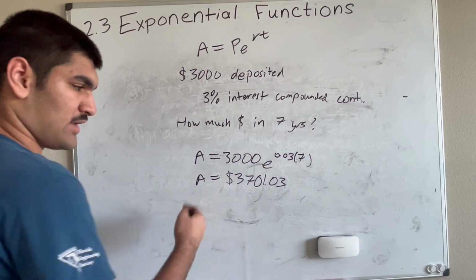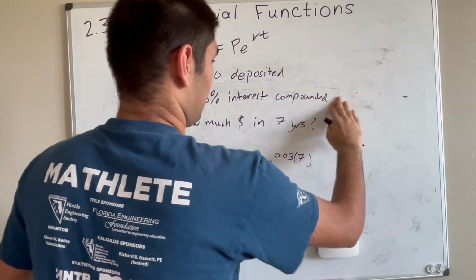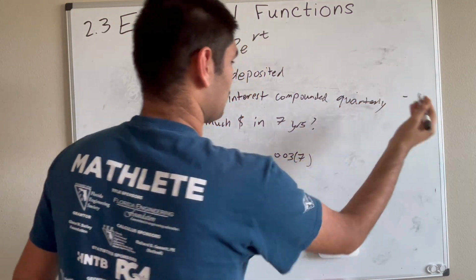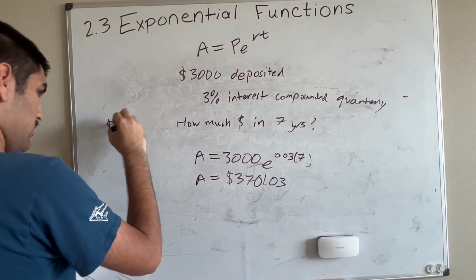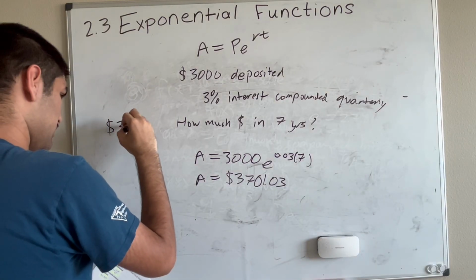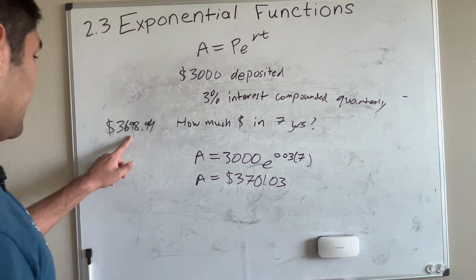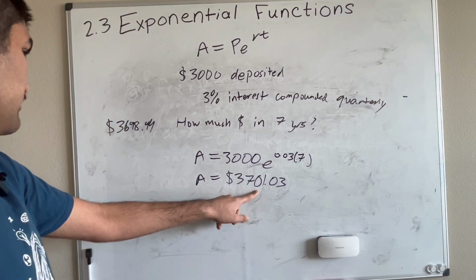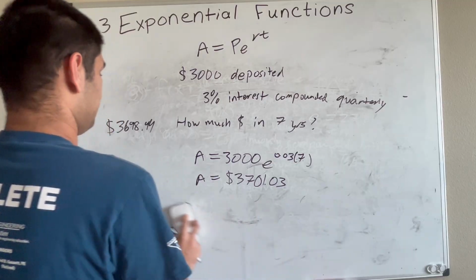Whereas, and I did the calculation for this on the side, if this was only compounded, let's say quarterly, then you would only have 3,698.44. So just by going from compounding quarterly to continuously, you made more money, right? All right, good.